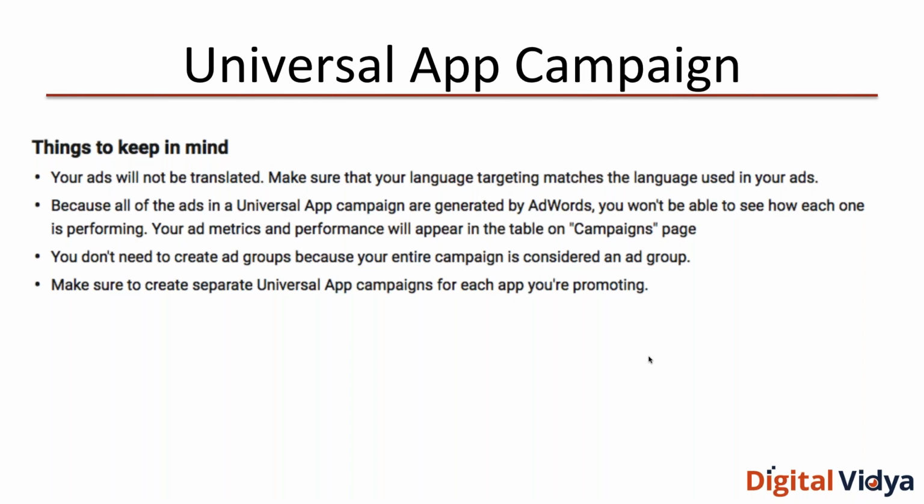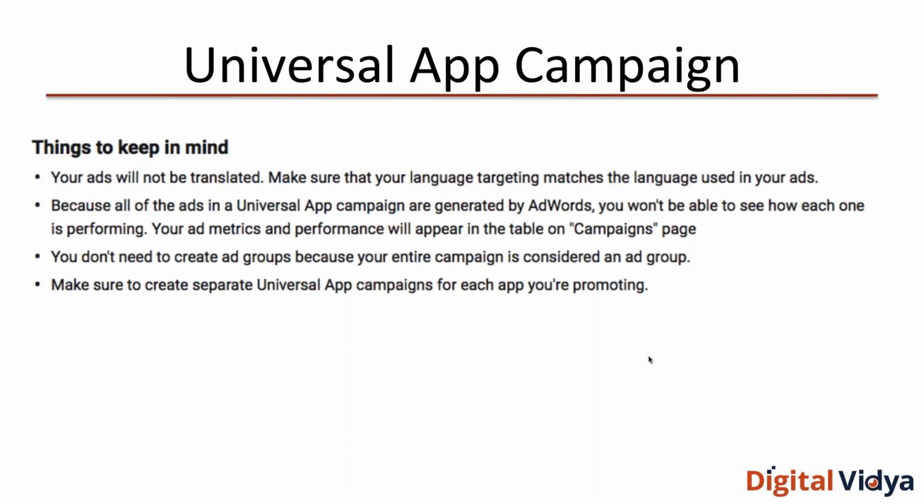Okay, for each app that you have, you need to create separate app campaigns. So if you have an Android app, one campaign for that. If you have an Apple iOS app, you have to create another universal app campaign for it. Is it clear? Any doubt?